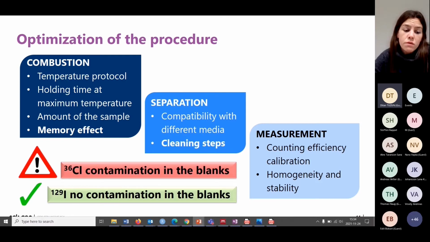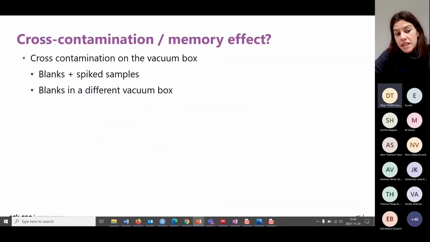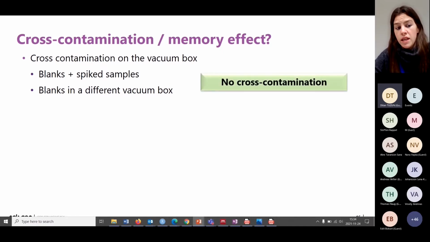During the optimization of the procedure, we found an issue with chlorine-36 contamination in the blanks. However, it was not the case for iodine-129. So how to deal with this chlorine-36 memory effect? Initially, we hypothesized that it could be a cross-contamination effect on the vacuum box, and that's why we tested blanks together with spiked samples on the same vacuum box, and then compared these results with blanks run in a different vacuum box. There were no significant differences on the blanks, meaning that there was no cross-contamination effect.